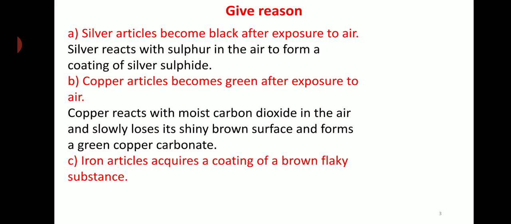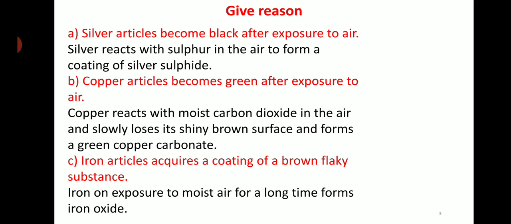The next one, iron articles acquire a coating of a brown flaky substance. Iron also becomes brown after some days because it reacts with the moist air and forms iron oxide. So what is all this? This is nothing but corrosion. Now can you define what is corrosion? When a metal is attacked by substances around it such as moisture and air, it is said to corrode, and this process is called corrosion.